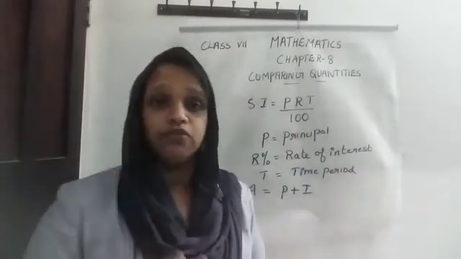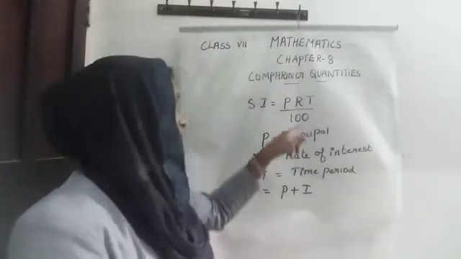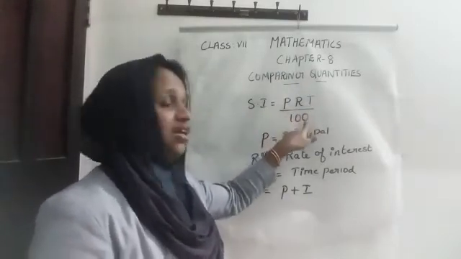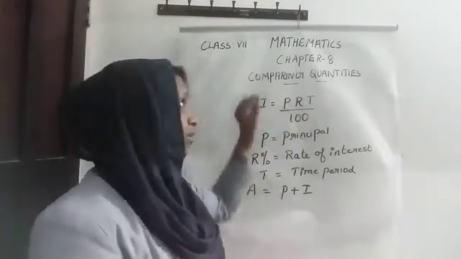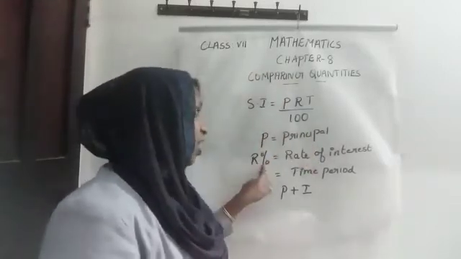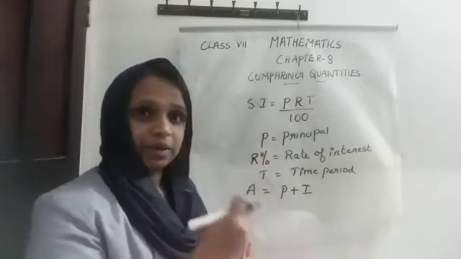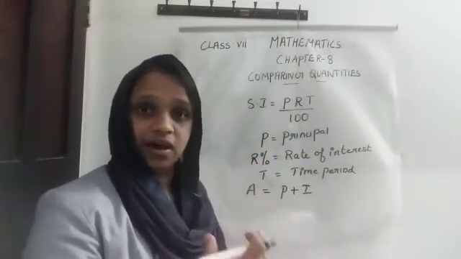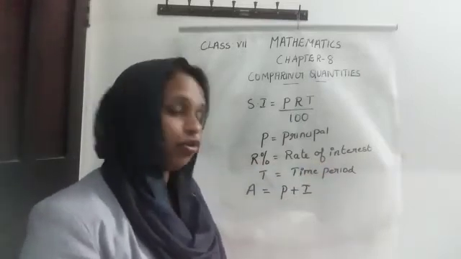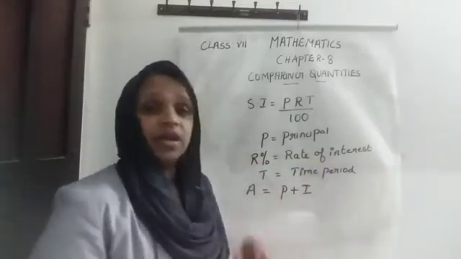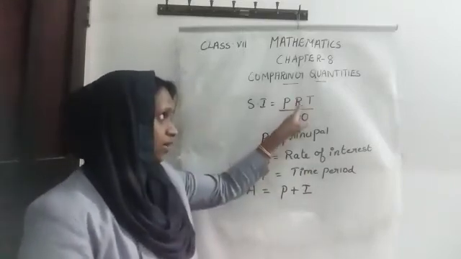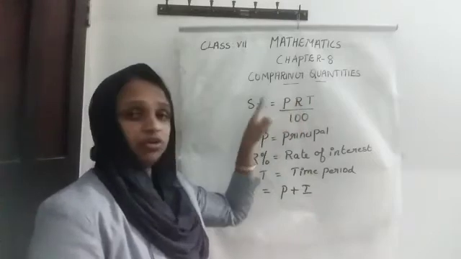Here is the formula for simple interest, and that is SI is equal to PRT by 100. Simple interest is equal to PRT by 100. What is this P? Yes, it is the principal amount, and R means it is 10% per annum. That all we are taking as R. So here R percent, this rate of interest. R is rate of interest, and T is time period. And here R percent means we are not writing the percent sign, we are writing only R.